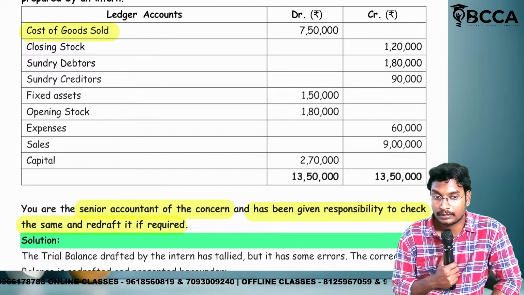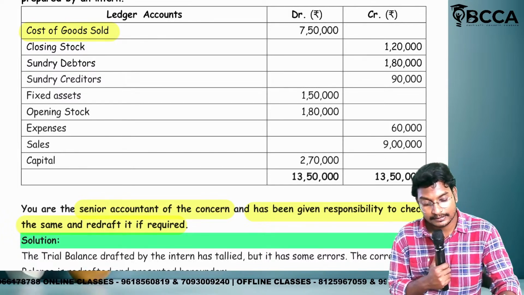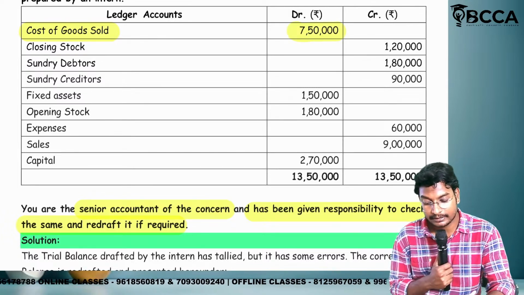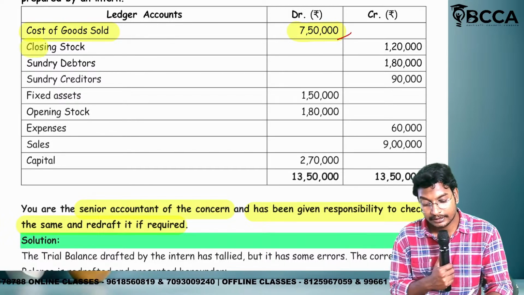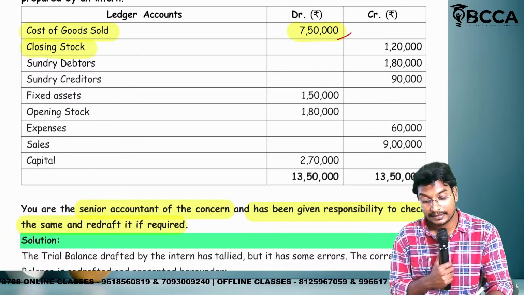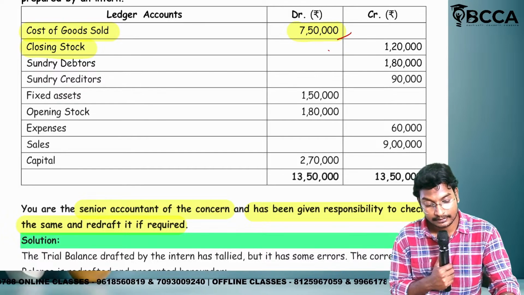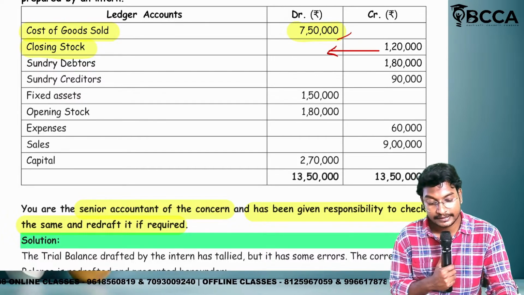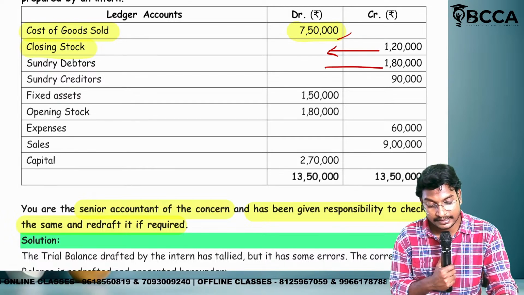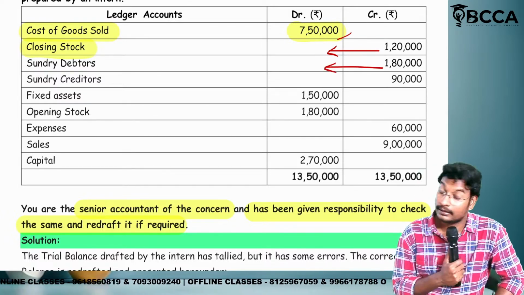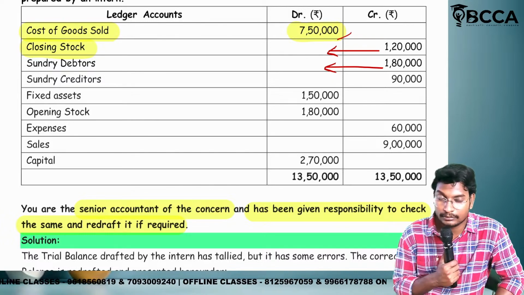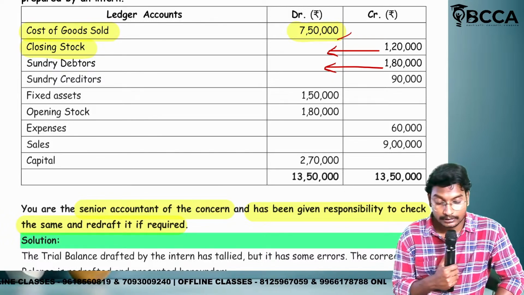Where do we need to record it? On the debit side. Yes, they have recorded it on the debit side. Right or wrong? This is the right one. Next one, closing stock. Where do we need to record the closing stock? Debit side, but they have recorded it on the credit side. So this should be recorded on which side? Debit side. Next, sundry debtors. Should be recorded on the debit side or credit side? Debit side, because debtor means an asset. Debit balance we have to record on the debit side.